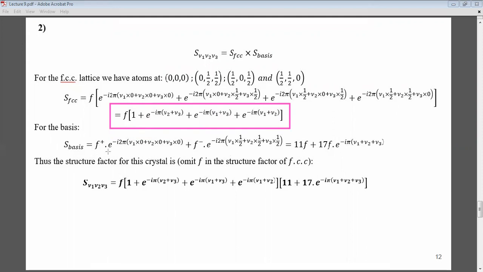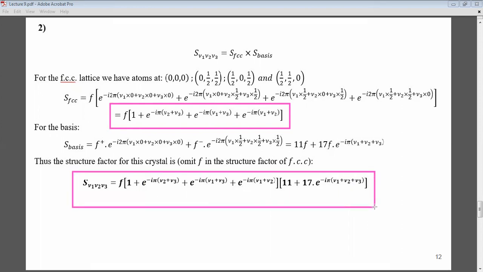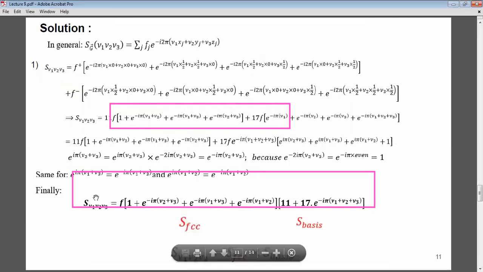One of them is F plus e to the minus i 2 pi times 0, 0, 0. That's where the sodium is. And F minus e to the minus i 2 pi times, it is located at half, half, half, so I have V1 over 2 plus V2 over 2 plus V3 over 2. The 2 goes outside, and I will have 11F because, from the question, F plus is 11F, and F minus is 17F, e to the minus i pi (V1 plus V2 plus V3). Thus, if we look at what we got over here, it is exactly the same as what we got in the previous question over here.